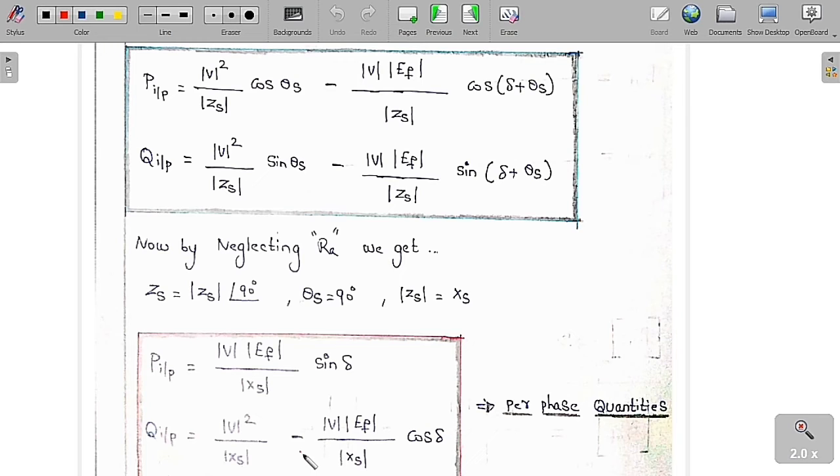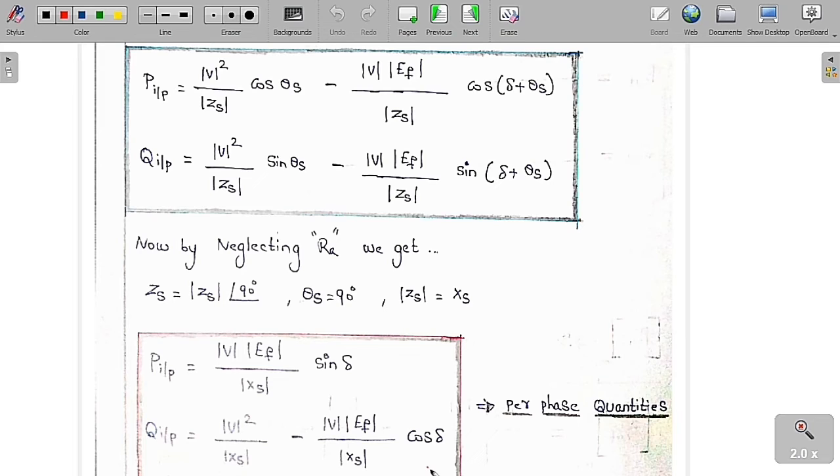If you want the reactive power output, just interchange this equation, keep this one here, with some modification, replace V by EF. So you are going to get finally mod of V into mod of EF by mod of X into cos delta minus mod of EF whole square by X. This is a very important way that you always need to keep in mind whenever you are solving these equations. So the perfect active power input is equal to the perfect active power output, equal to mod of V into mod of EF by mod of X into sine delta.